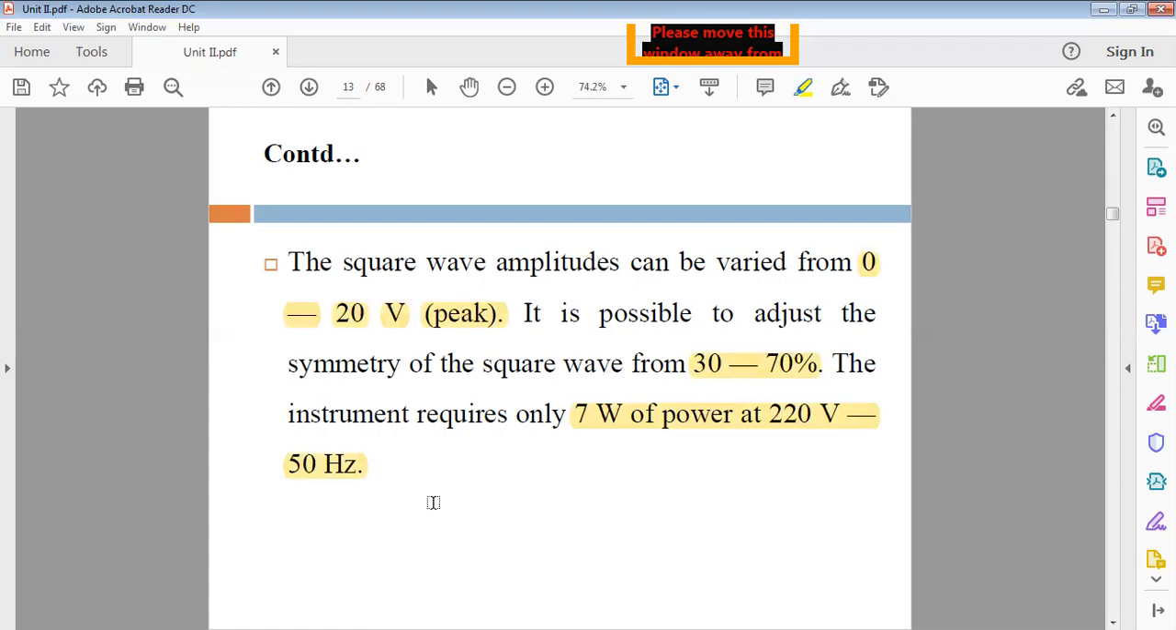So this is about the AF sine wave and square wave generator. In the AF sine wave square wave generator, we are using Wien-Bridge oscillator. So in the Wien-Bridge oscillators, we are having resistors and capacitors which are used for changing the values of the frequency of the generated signal.